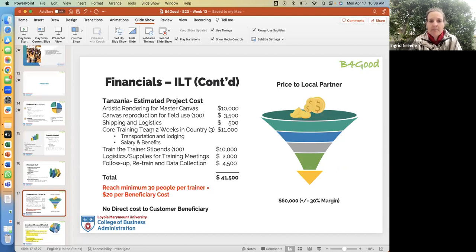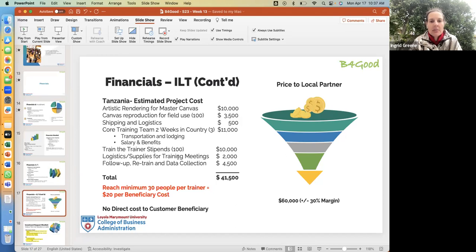The core training for the team for 2 weeks in the country for 3 people to train them. Transportation, lodging, and salary and benefits, that comes to $11,000. Train the trainers stipends. So you have people that are coming to get trained and you're going to give them some money, some incentive to get trained. So that's going to come to $10,000.